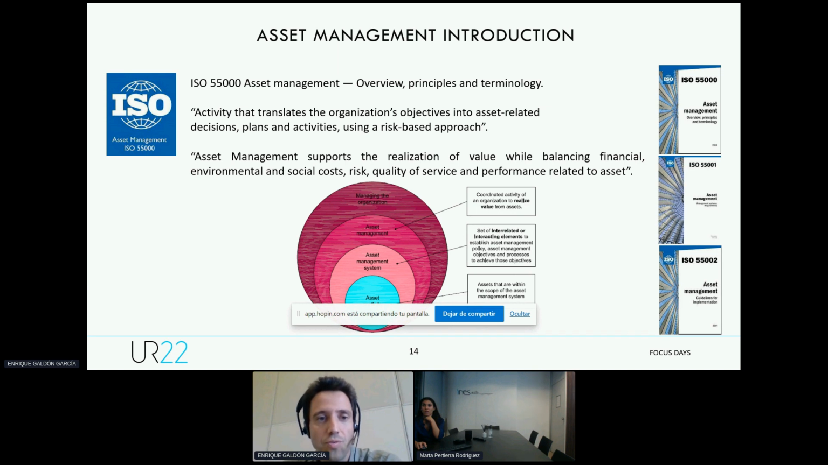So you need to define your objectives and take decisions and plans in order to achieve that level of service as much as possible, taking into consideration not only the condition but the climate hazard. Secondly, asset management supports the realization of value while balancing financial, environmental, and social costs, risk, quality of service, and performance related to assets.